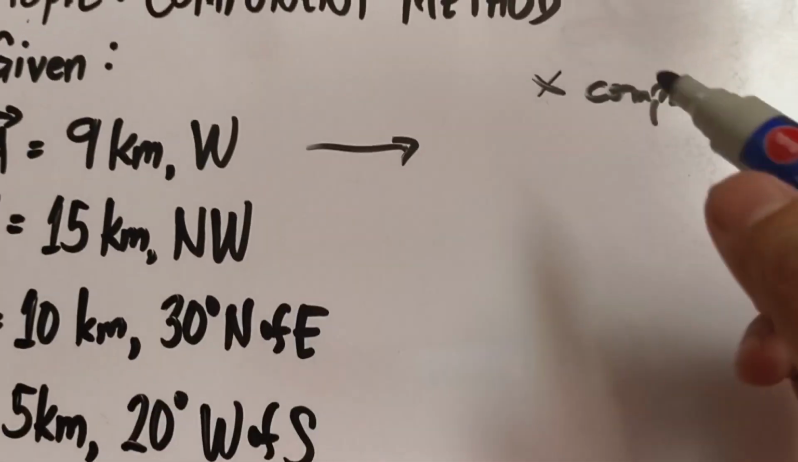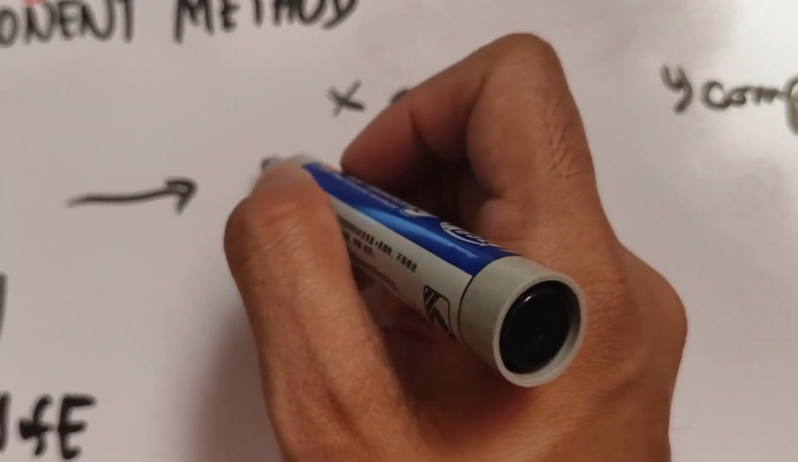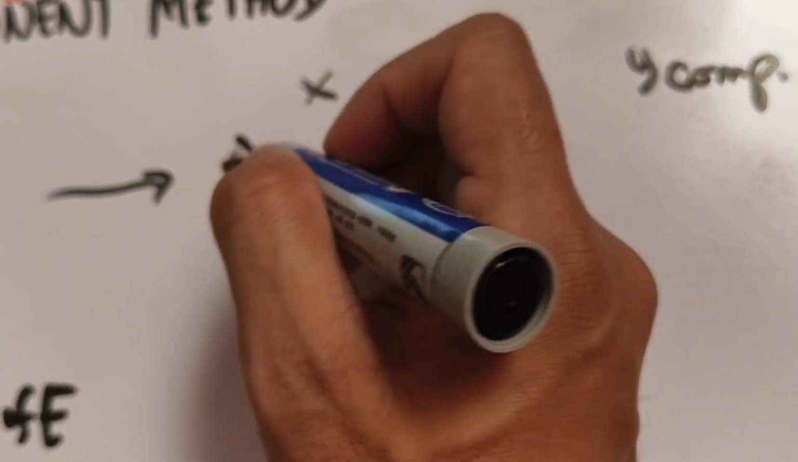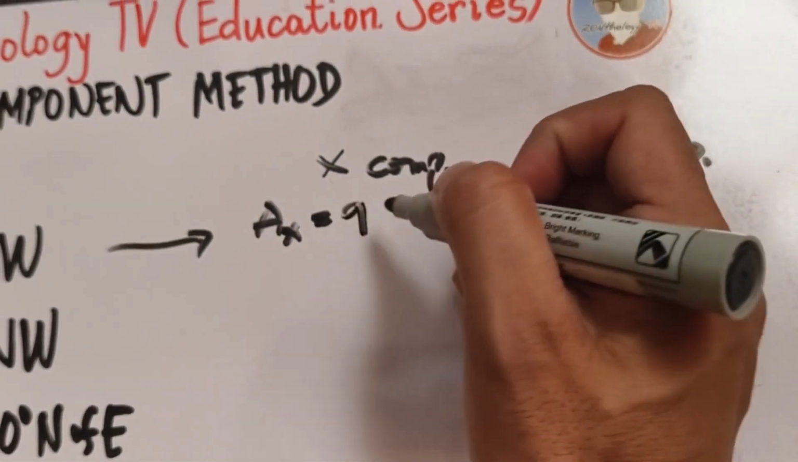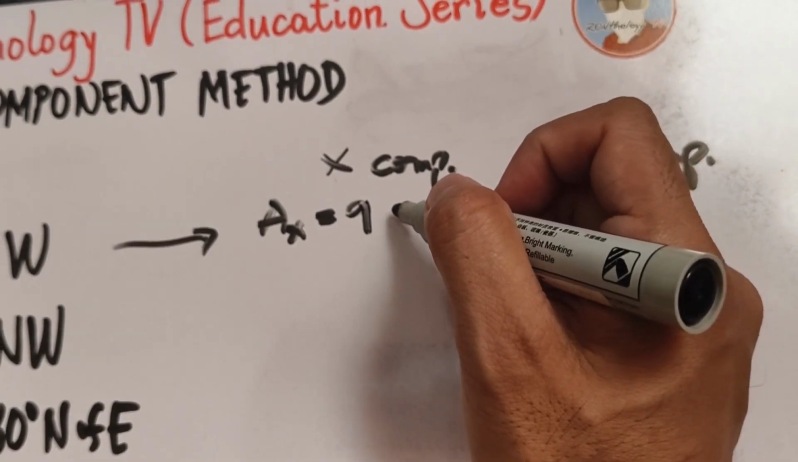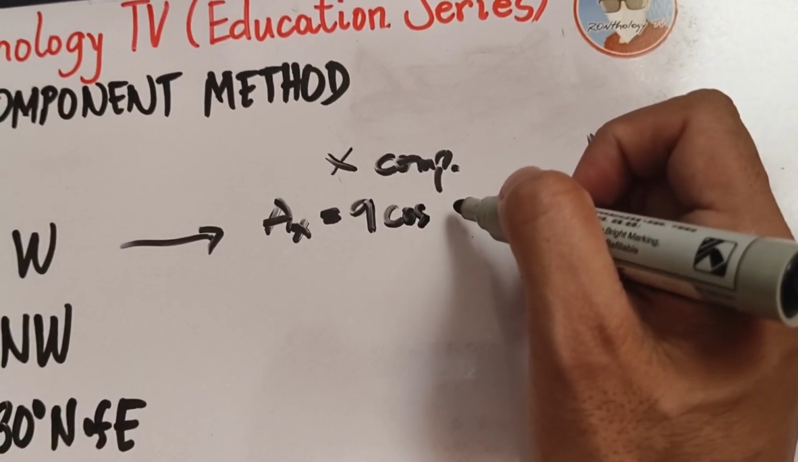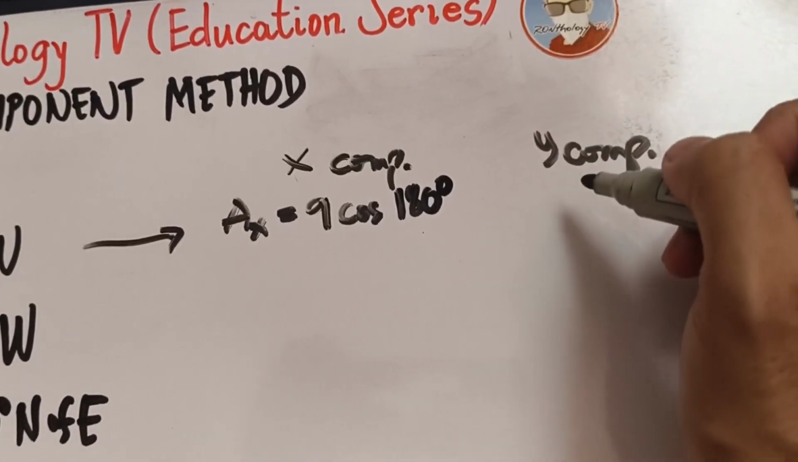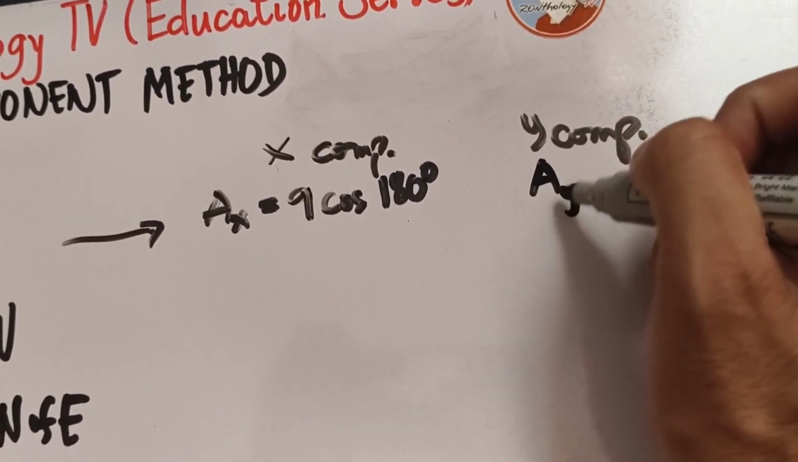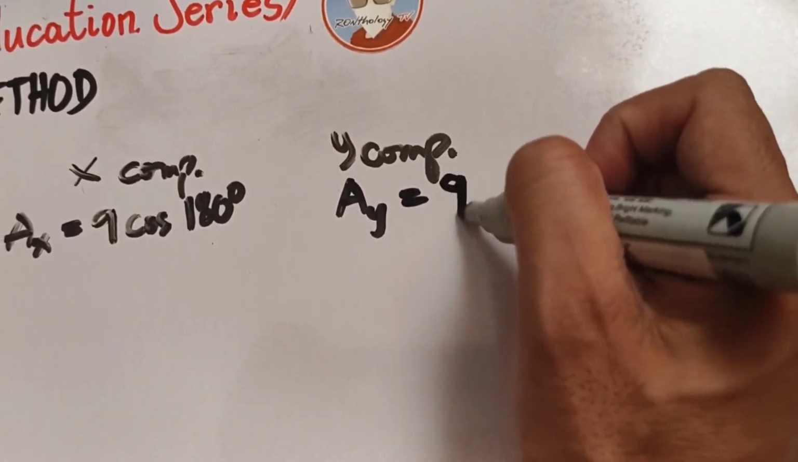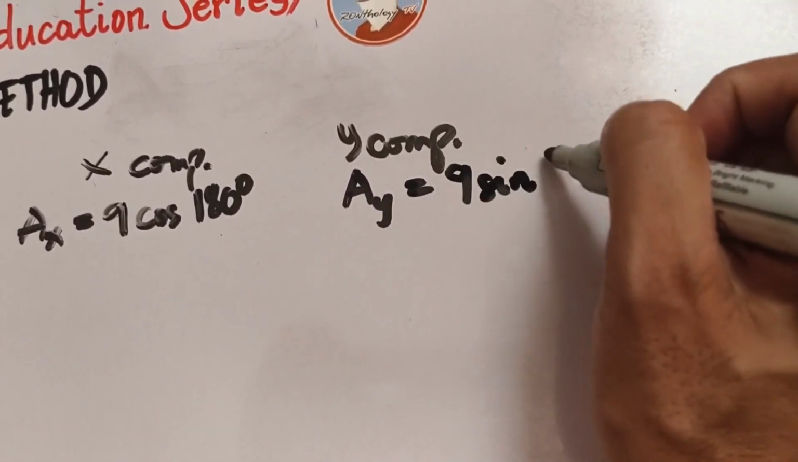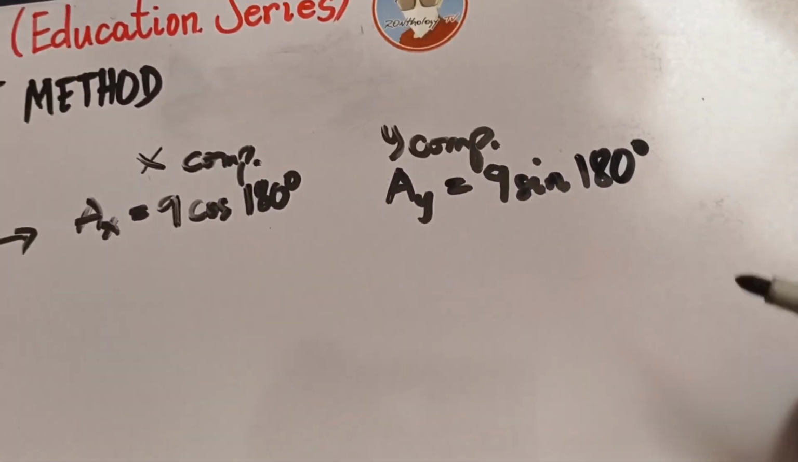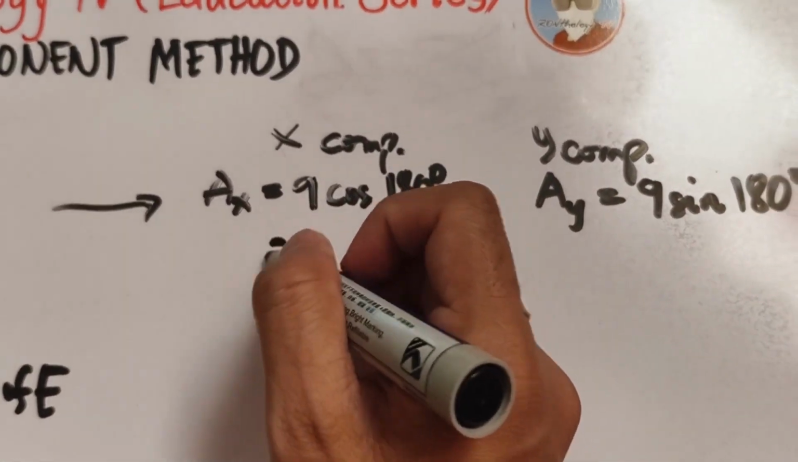Okay, so lalagay ko na ngayon si vector A. Our AX is equal to 9 kilometers cosine of 180. At si Y component, AY, ay 9 sine of 180 degrees. So, kakalkulahin na natin yan ngayon.